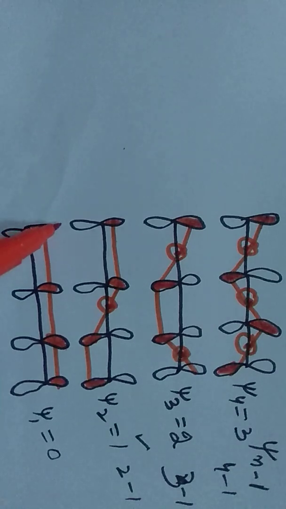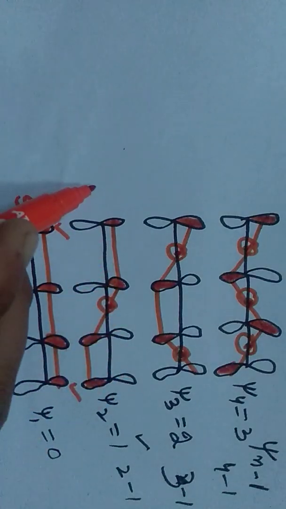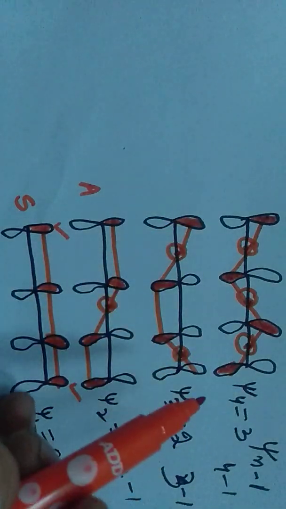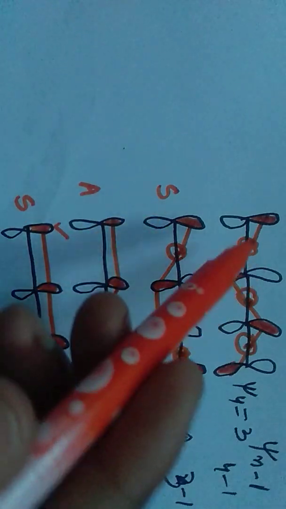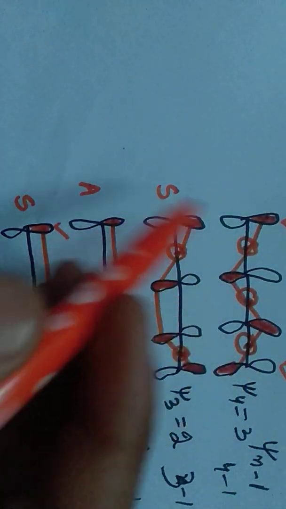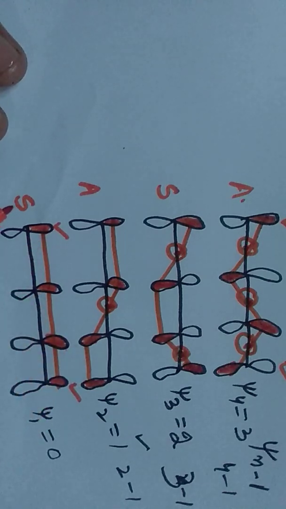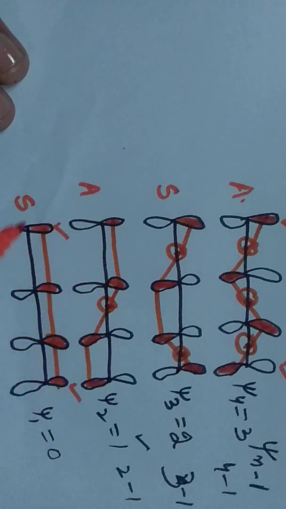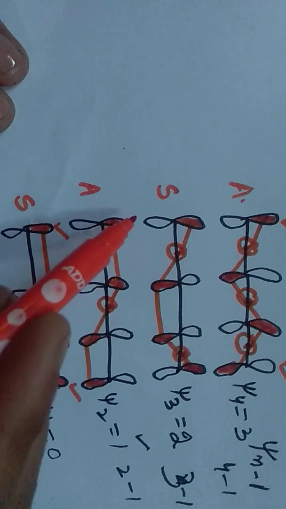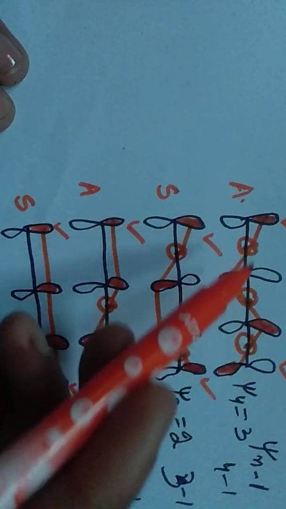In case of psi1, the last two lobes have the same sign. We can say that this is symmetric. Psi2 has two lobes which are different. We can say that psi2 is asymmetric. Here, last two lobes have the same sign, symmetric. In this case, last two lobes have different sign, so asymmetric. If the last two lobes have the same sign, it means symmetric. If the last two lobes have different sign, it means asymmetric. In this case, same sign, symmetric. Different sign, asymmetric. Same sign, symmetric. Different sign, asymmetric.